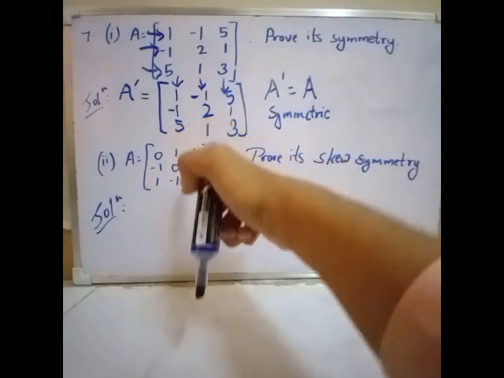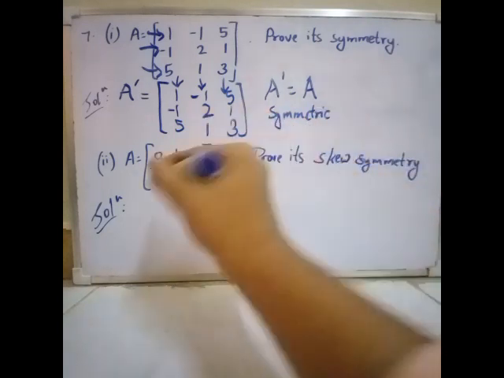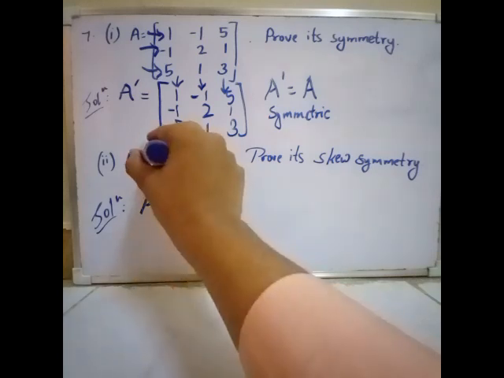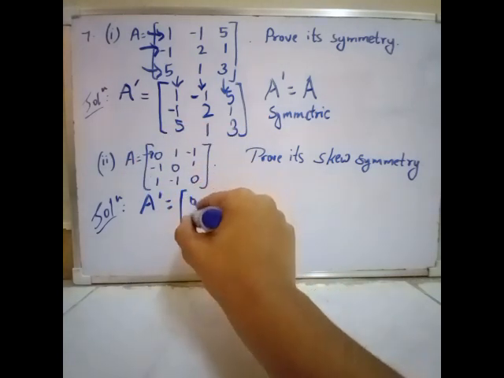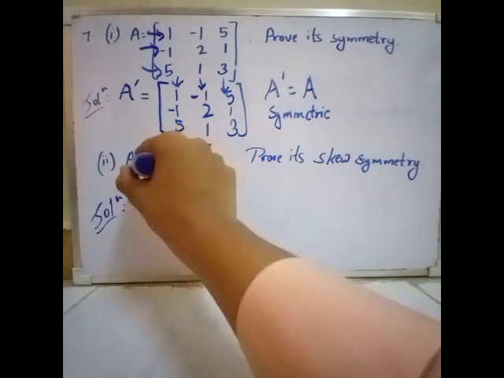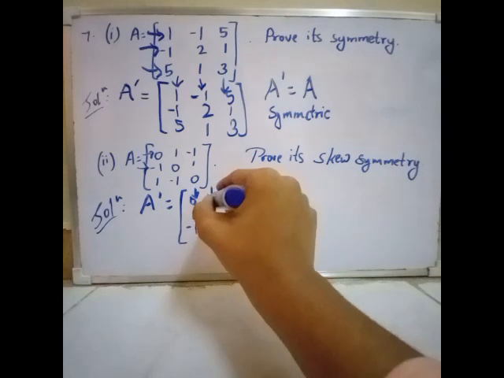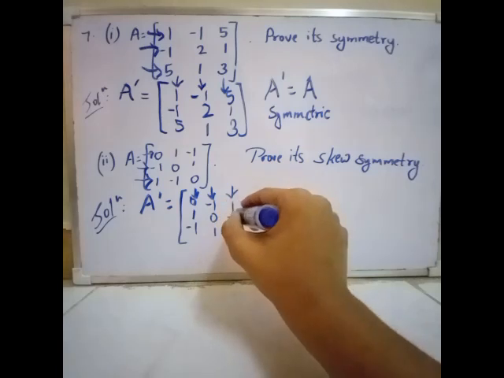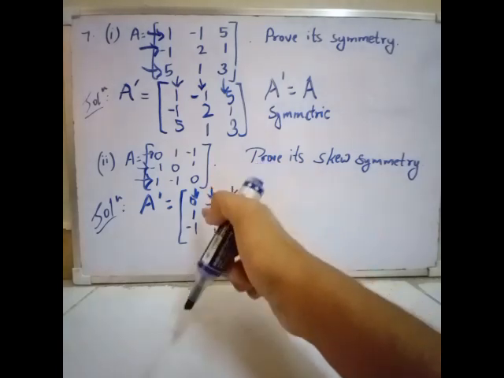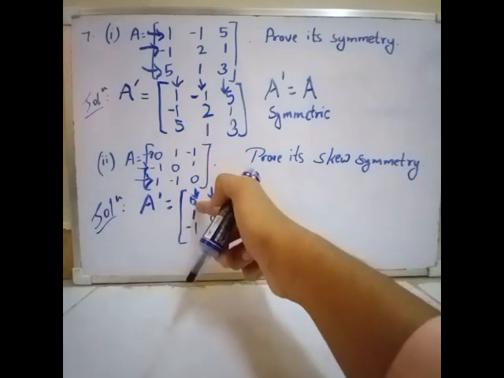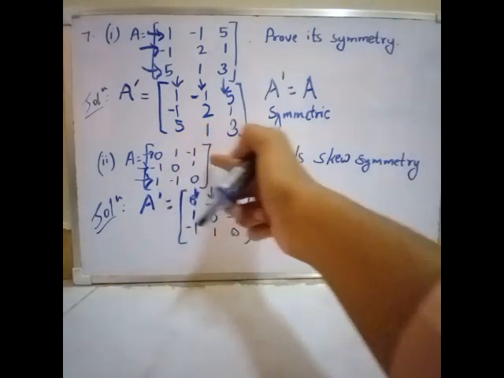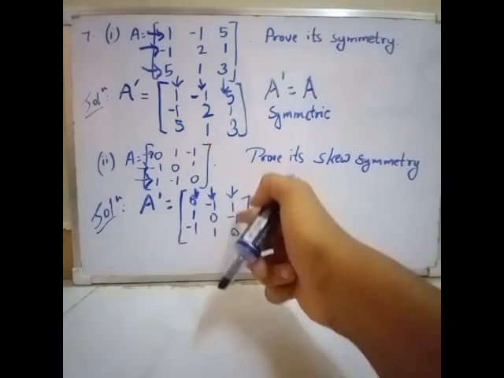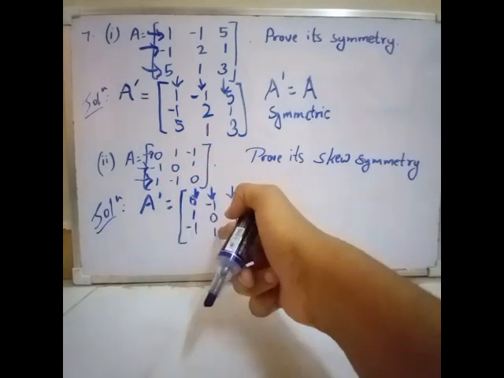Now for the second part of the same question, we have to prove whether this matrix is skew symmetric or not, right? So for that, let's take the transpose again. The first row becomes the first column, the second row becomes the second column, and the third one becomes the third: 1 minus 1 0. So now you check, right? A dash and A, you compare. 0 0 minus 1, 1 1 minus 1, minus 1 1 0, 1 0 1, minus 1 1 minus 1, minus 1 1 and 0 0.